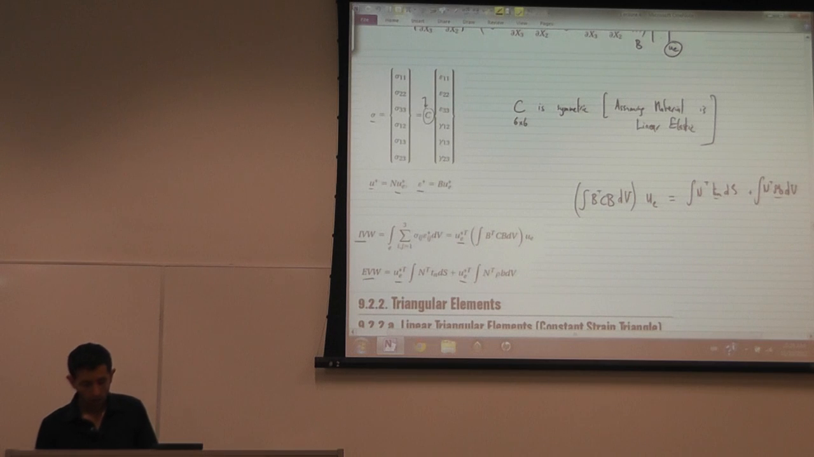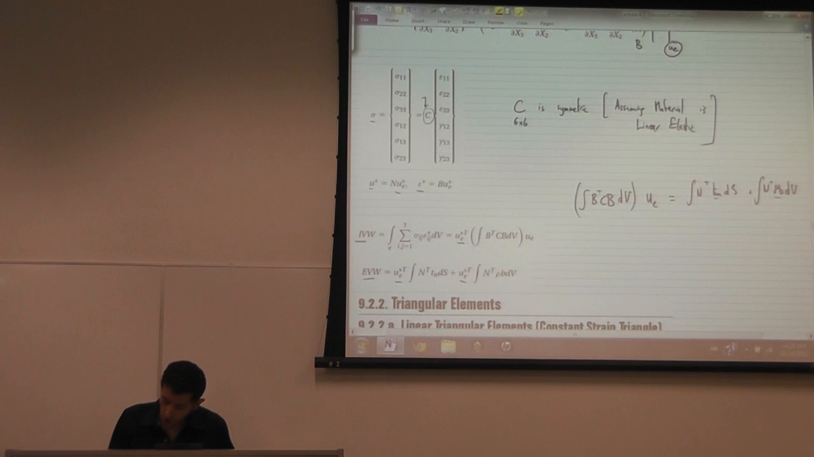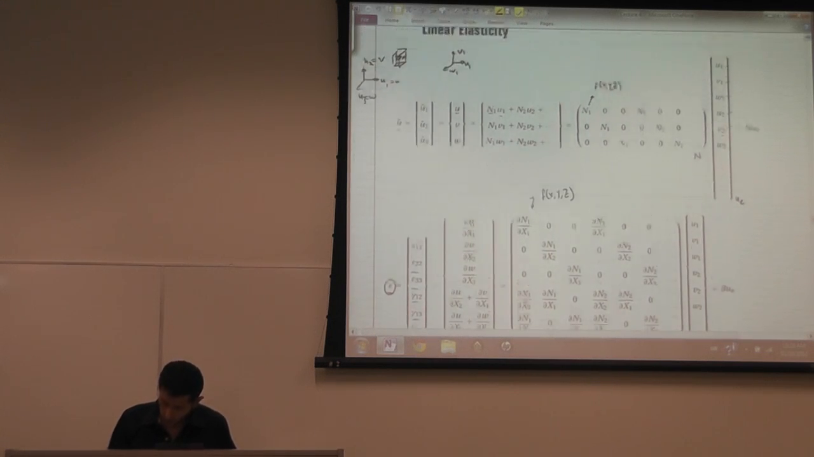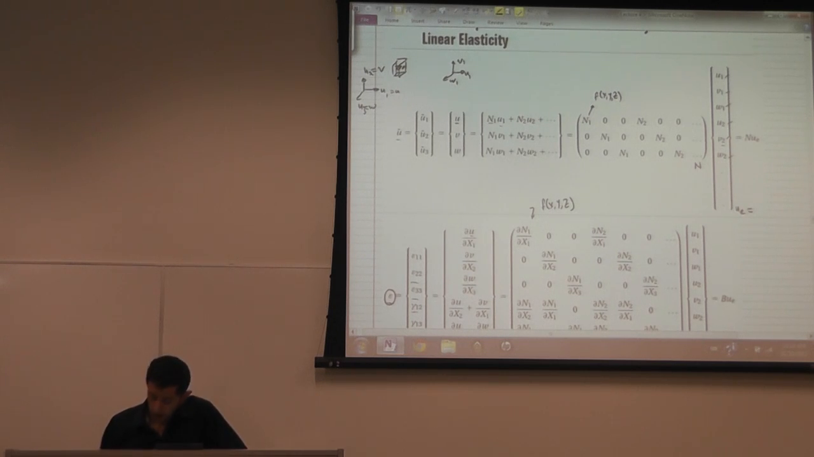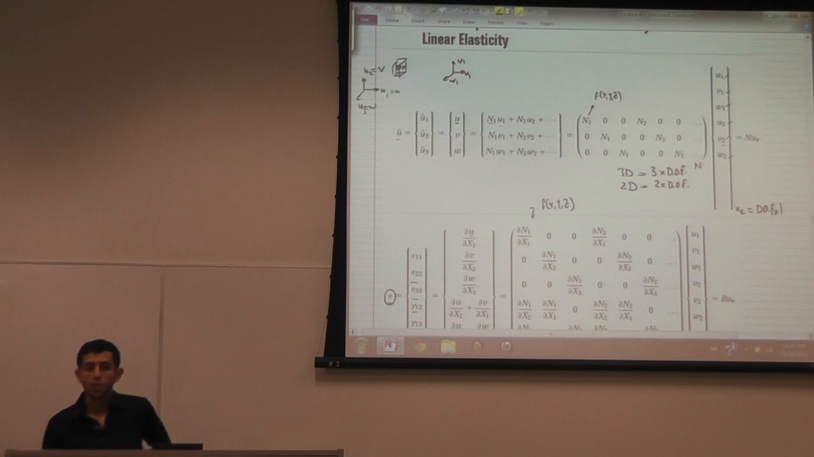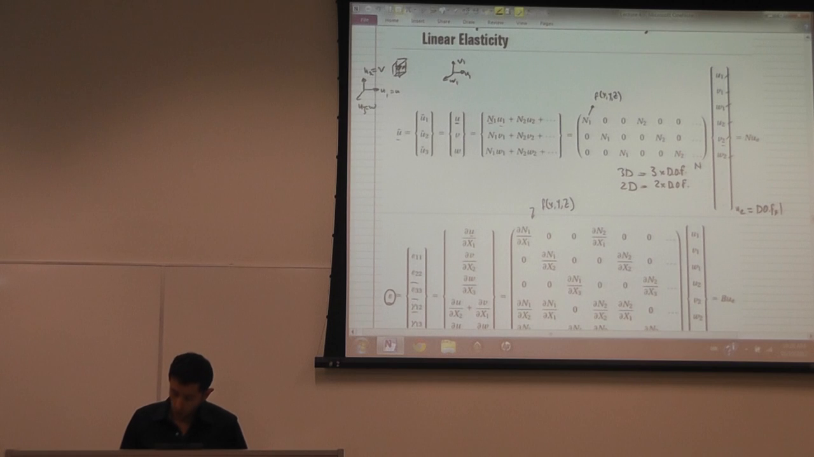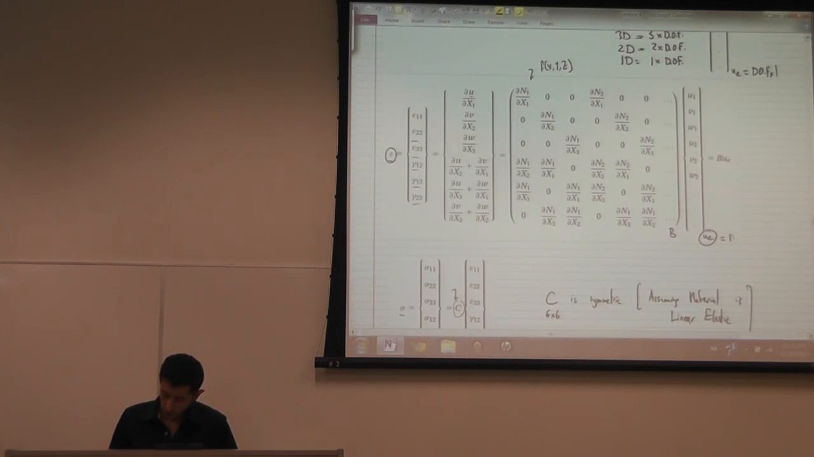Now let's look at these equations and try to find the dimensions of each of those matrices. This is equal to the degrees of freedom multiplied by 1. This is equal to 3 multiplied by the degrees of freedom, or 2 multiplied by the degrees of freedom; this in 3D, and this in 2D. In the previous example, when it was 1D, we had only u, so this was 1 multiplied by the degrees of freedom. This is degrees of freedom multiplied by 1. How many strains? 1, 2, 3, 4, 5, 6. So 6 multiplied by degrees of freedom.